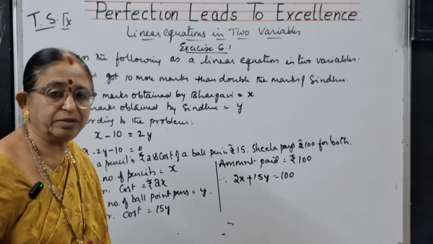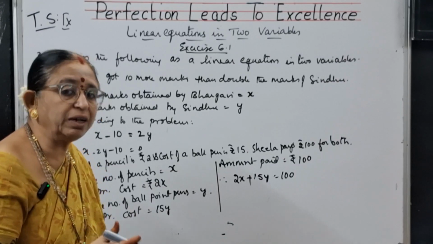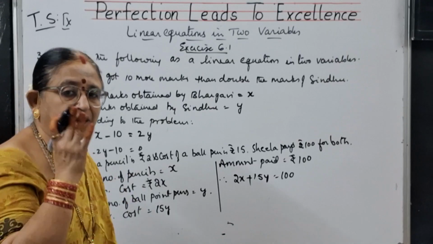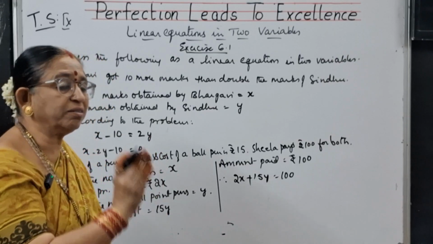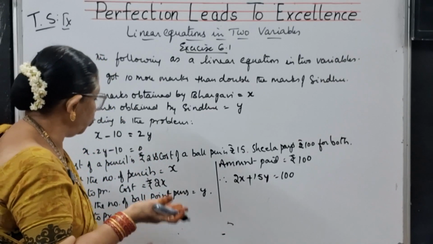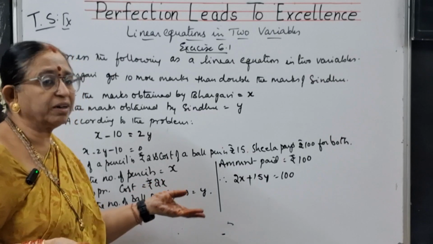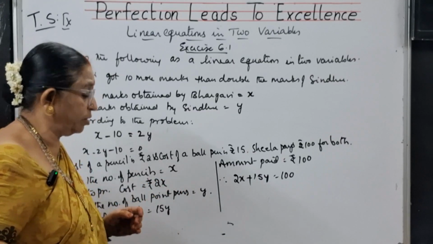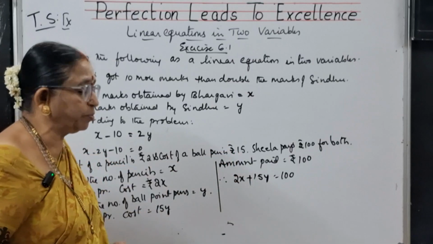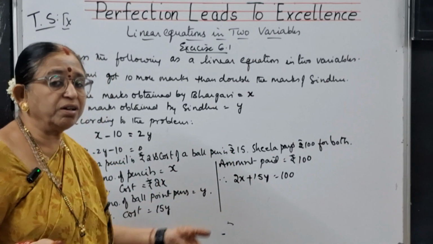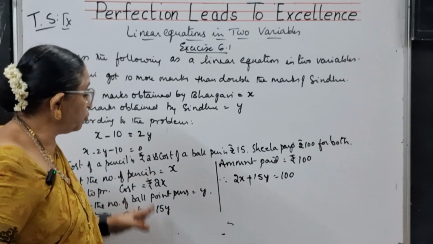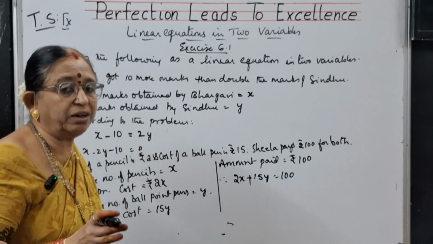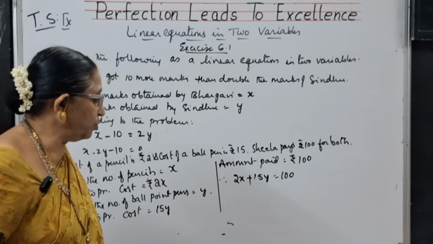That is 100 rupees. So we are considering the number of pencils as x, the number of pens as y. One pencil is costing 2 rupees, which means x pencils are costing 2x rupees, and one pen is costing 15 rupees, which means y pens cost 15y rupees. So these two put together you are getting 100 rupees. Why? Because she has paid 100 rupees. So the cost of these two is 100.